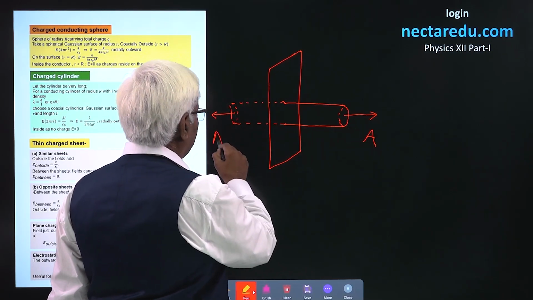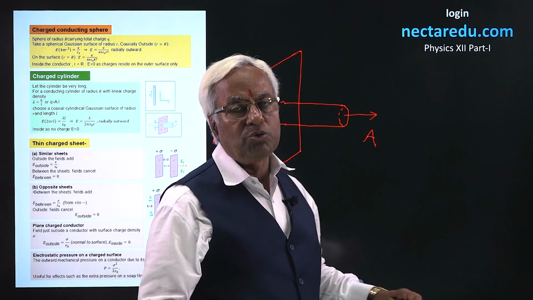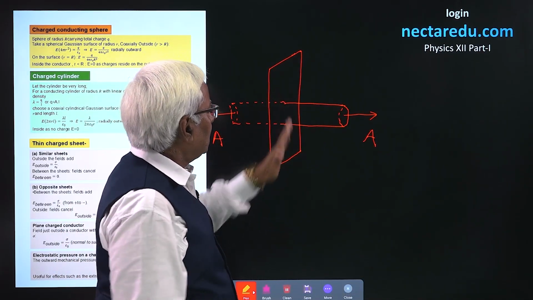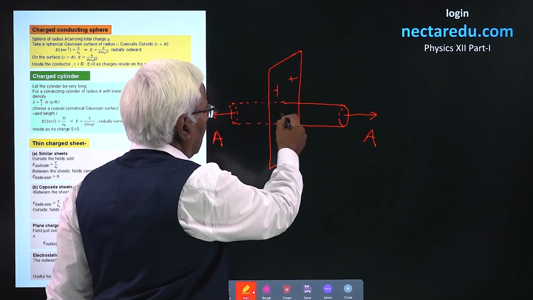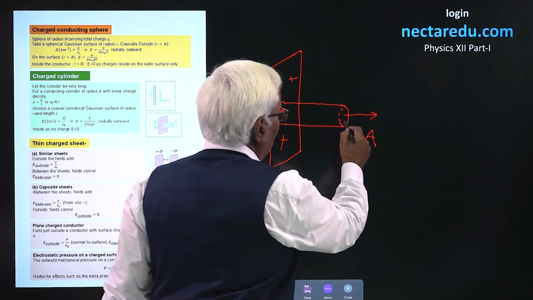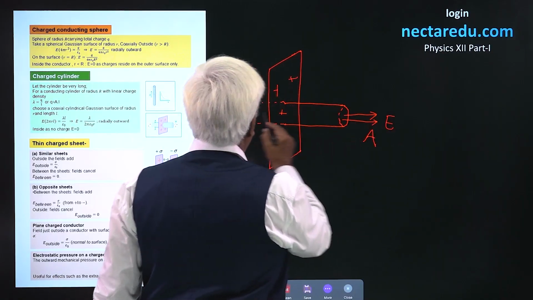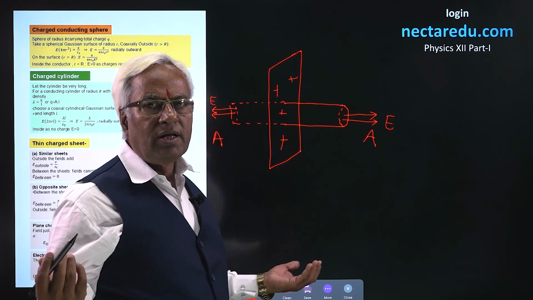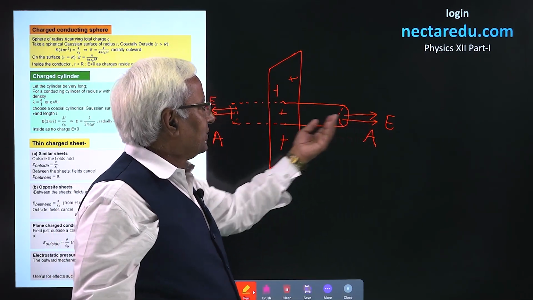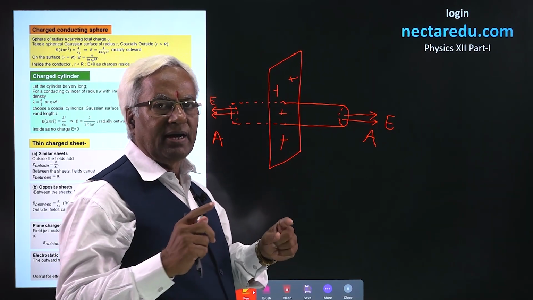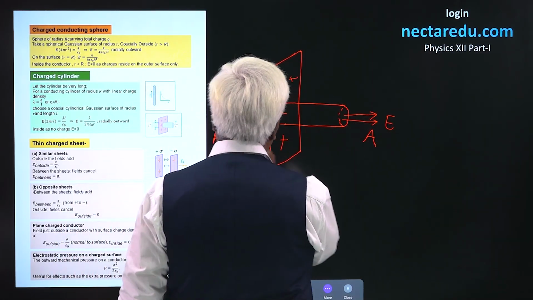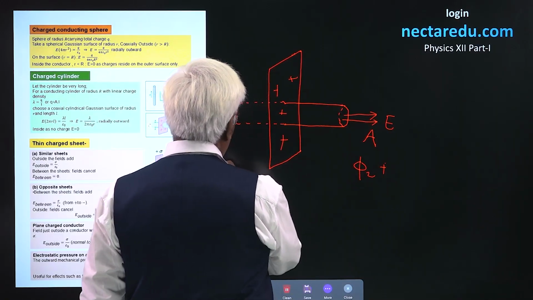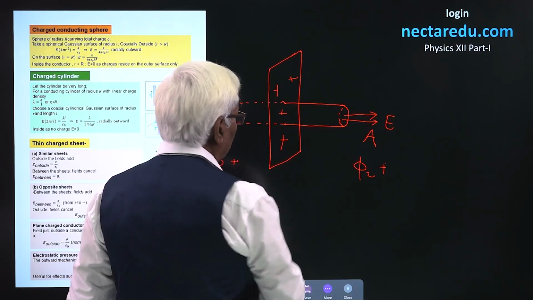Area vector, surface area vector is always normally outward. If this sheet is having positive charge, the field will obviously be away from it. On both sides, the field would be normally outward. So what we see, on both sides E and A are parallel. So the flux here, in both cases, is going to be positive. Here also, flux is going to be positive.